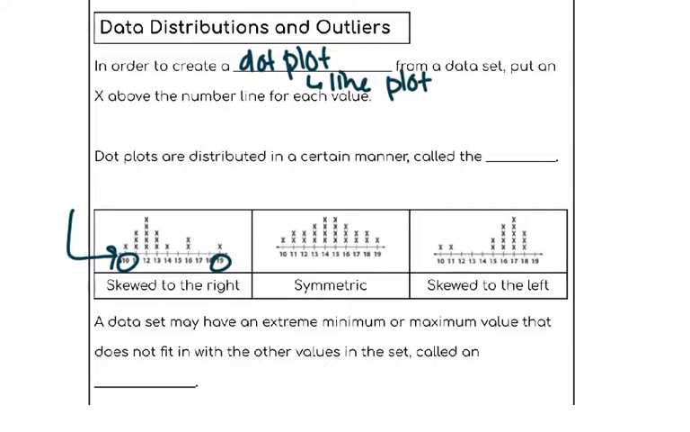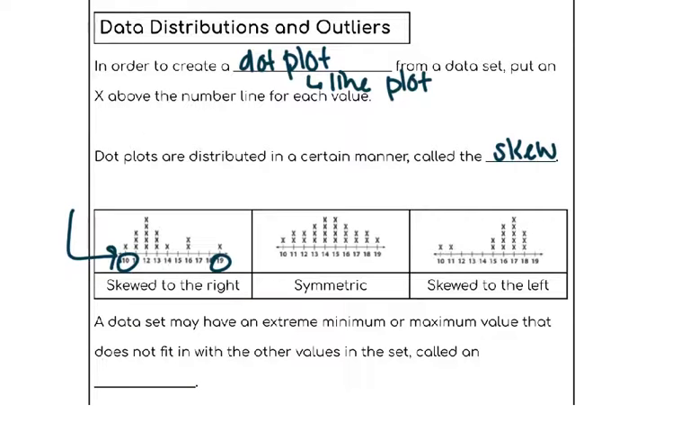Now, you don't always have to go by ones. You don't always have to go 10, 11, 12, 13, 14, 15, 16, 17, and so on. You can actually do it by twos: 10, 12, 14, 16. That's all going to depend on the data that you have in the set. But it's usually distributed in a certain manner, and that's going to be called the skew.